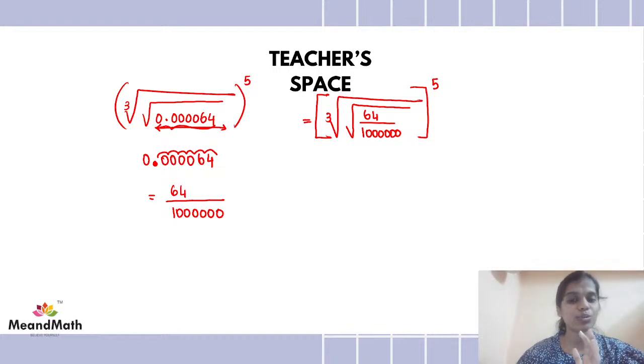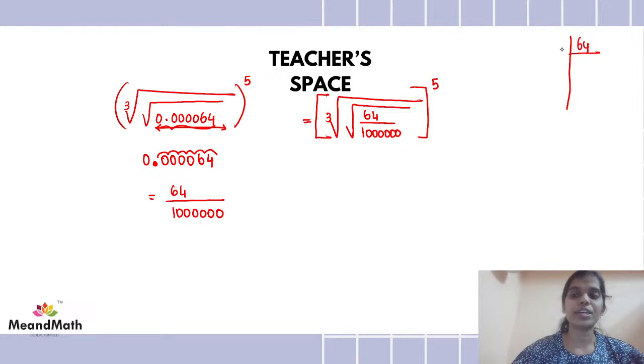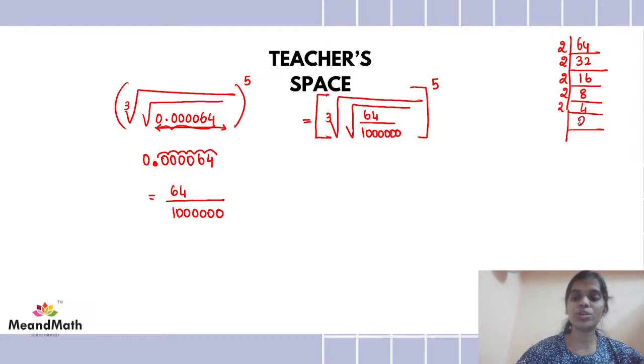Yes, very good. Now, we need to remove the square root. To remove the square root, I need to find the value of root 64. So, to get the value of root 64, we use the prime factorization method: 32, 2 table, 16, 2 table, 8, 2 table, 4, 2 table, 2, 2 table, 1.